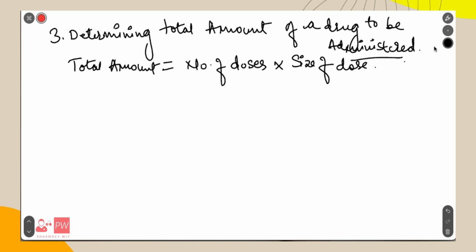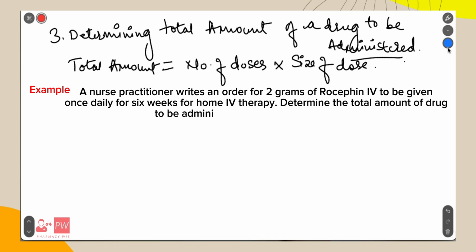Let's understand this with an example. A nurse practitioner writes an order for 2 grams of Rocephin IV to be given once daily for 6 weeks for home IV therapy. Determine the total amount of the drug to be administered over that period of time. So in this question, a nurse practitioner writes a prescription order for a patient: 2 grams of a drug to be given one time in a day for 6 weeks. That is to be followed for the course of treatment. From this we will determine the total amount of the drug.